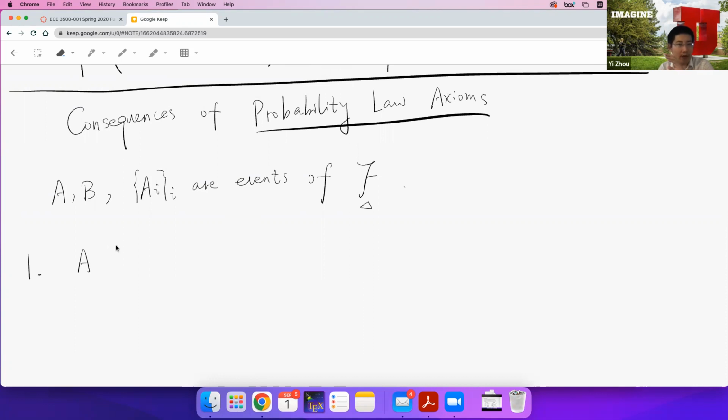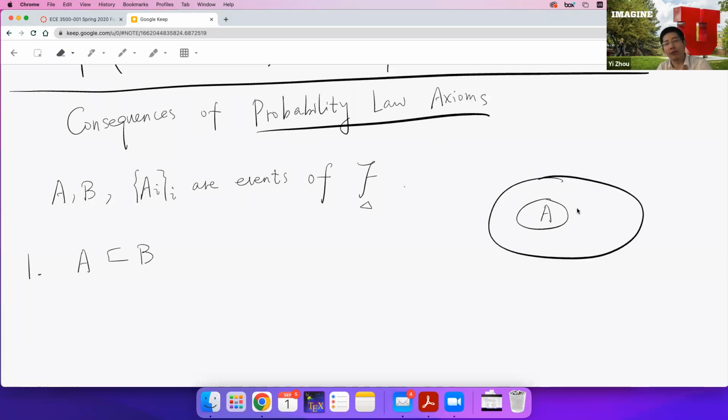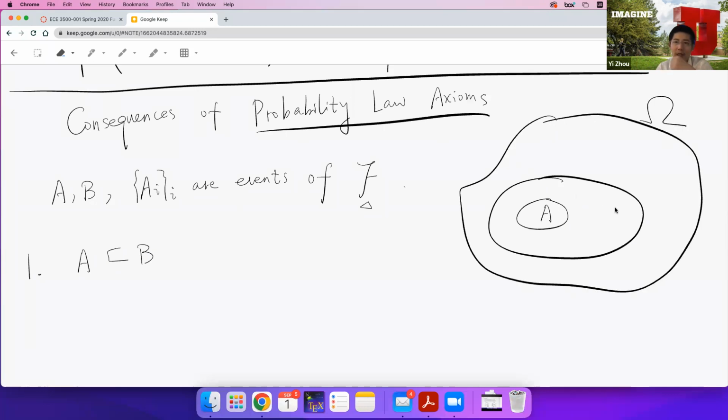The first property is that if event A belongs to event B, so again, when we talk about events, always remind ourselves that events are subsets of the big omega set. So basically, they are sets. Because they are sets, we can talk about inclusion and intersection. If event A is included in event B, what can we say about their probabilities?